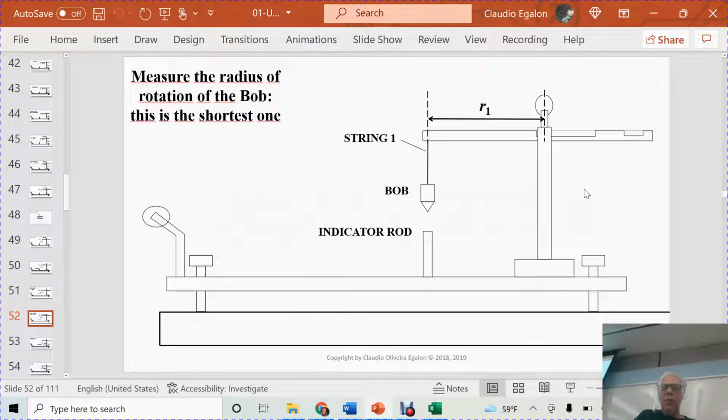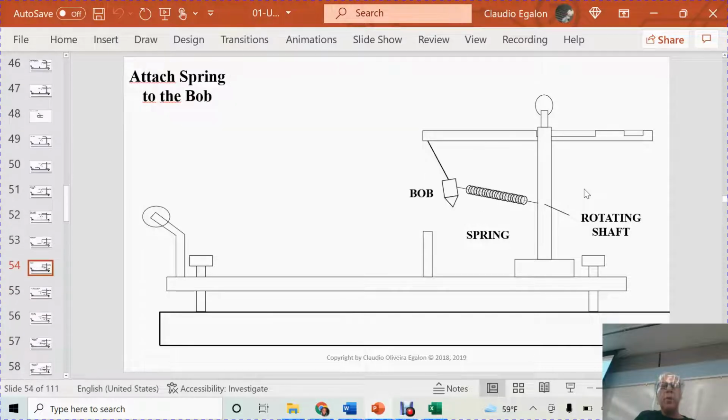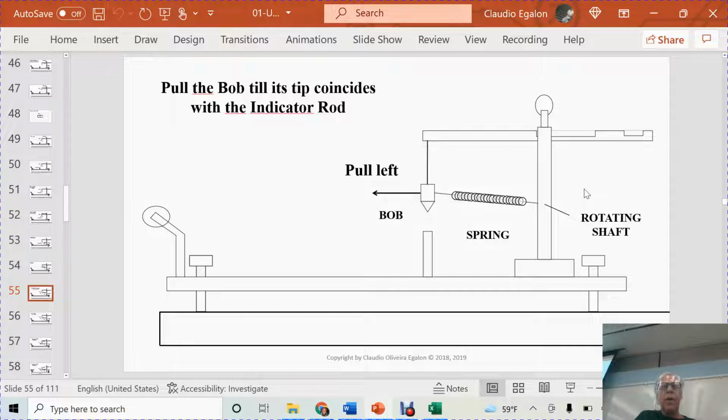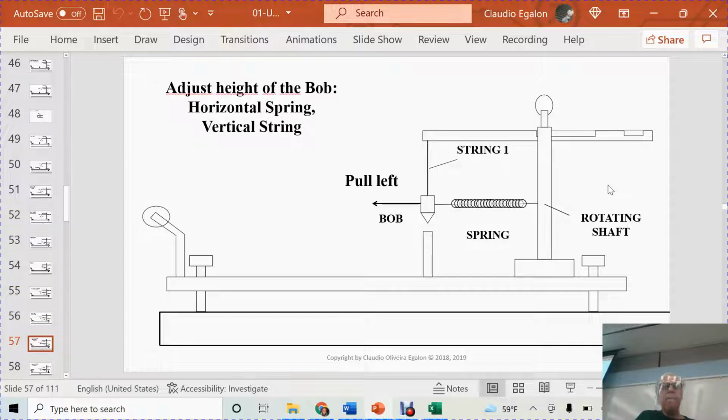And what else are you going to do? If you remember what we did before, you're going to attach the spring to the rod and the spring to the bob. You are going to stretch the spring. If the spring is not horizontal, then you have to lower the bob, while the tip of the bob is still at the top of the tip of the rod. Adjust the height of the bob with the string.